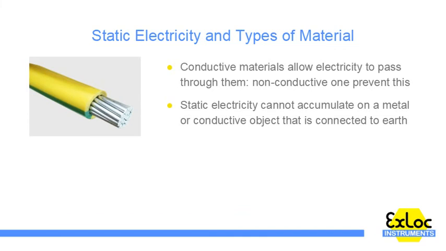It is very important to note that static electricity cannot accumulate on a metal or conductive object that is connected to earth or earthed, as the earth is taken to remain effectively at zero electrical potential. Note that ground, grounded, or grounding are alternate terms to earth, earthed, or earthing and mean the same thing.